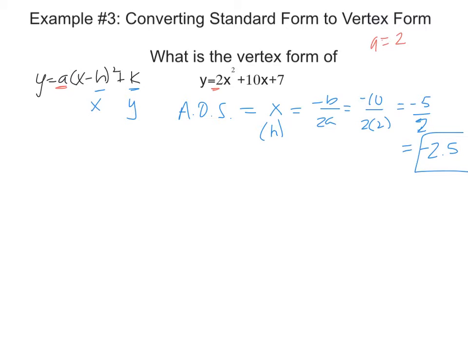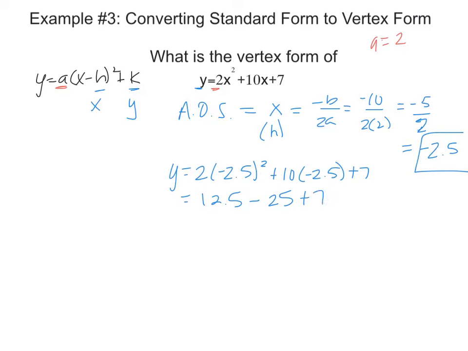Now that we have negative 2.5, we will substitute it to find our y. So here we go. y equals 2 times negative 2.5 squared plus 10 times negative 2.5 plus 7. Negative 2.5 squared will give us 6.25, and 6.25 times 2 is 12.5. And then minus 25 plus 7. y would then equal negative 5.5.